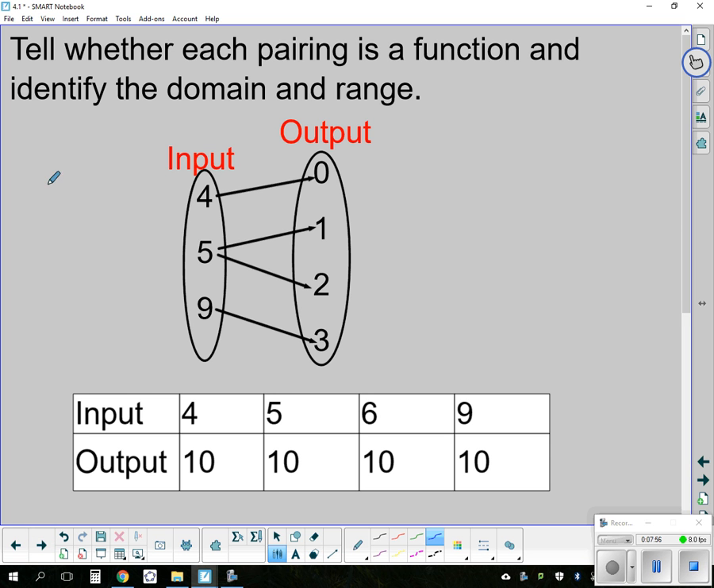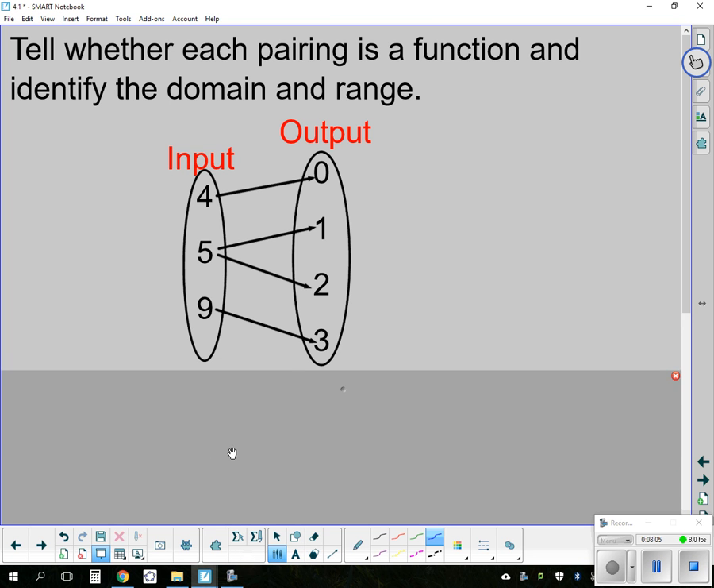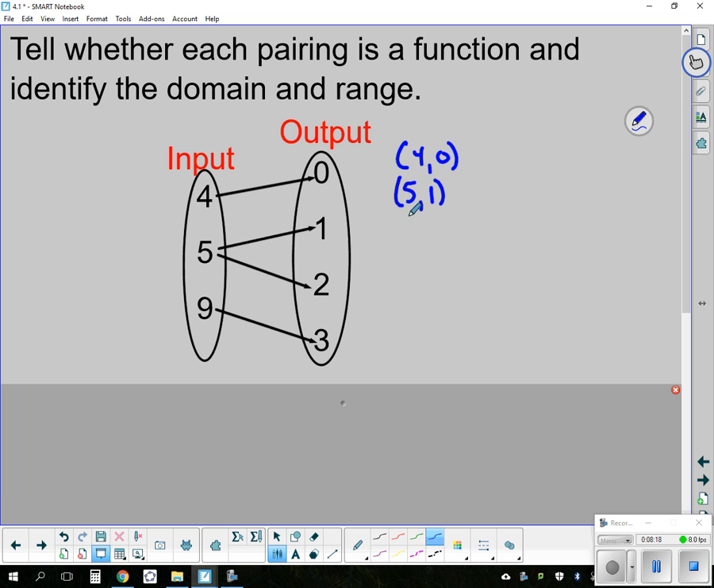All right, example, tell whether each pairing is a function and identify the domain and range. So this is a mapping. We have, let me get rid of this bottom part so we're not looking at that. We have our inputs listed, we have our outputs listed, and we have arrows connecting things. So what this actually means is we have the (4, 0), we have the (5, 1), we have the (5, 2), and we have the (9, 3). Okay, so this is listed as ordered pairs. This is the version of it as a mapping.